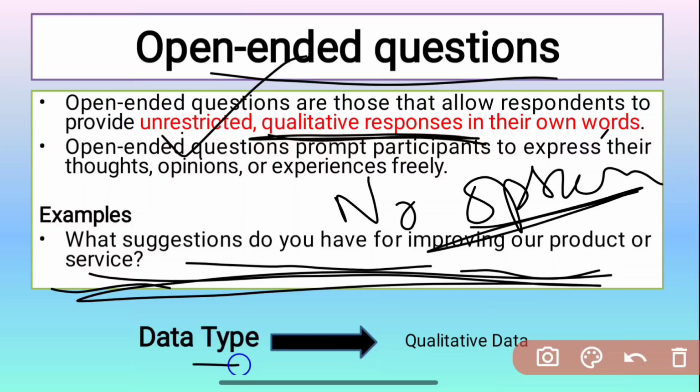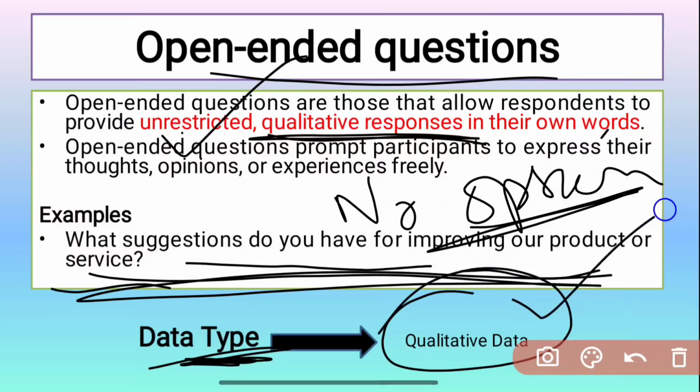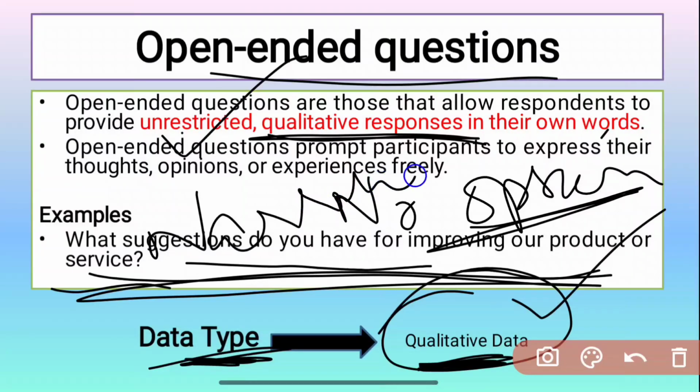Only questions are being asked to the respondents, and respondents can freely write anything. So the data collected in this type of questions is qualitative data. That means you cannot count that in numbers. So how will you analyze the qualitative data? Through narrations, right?